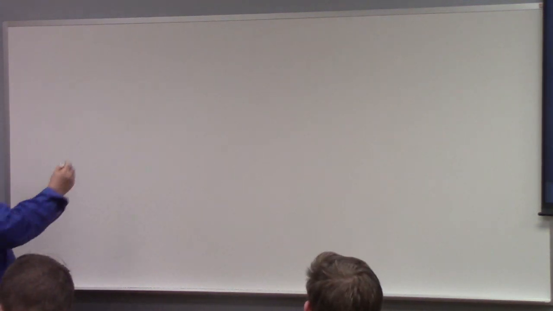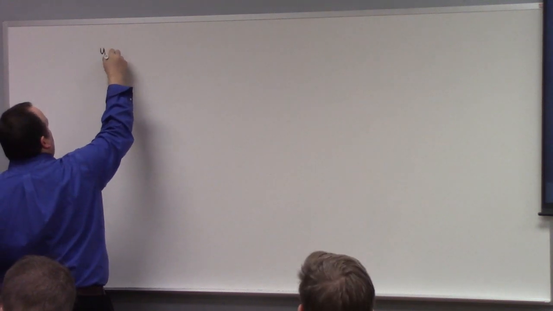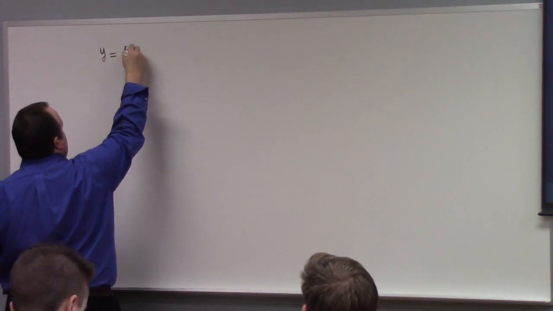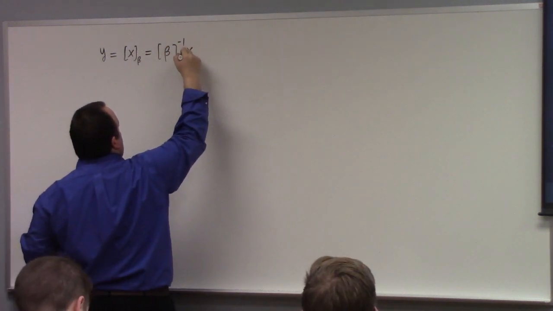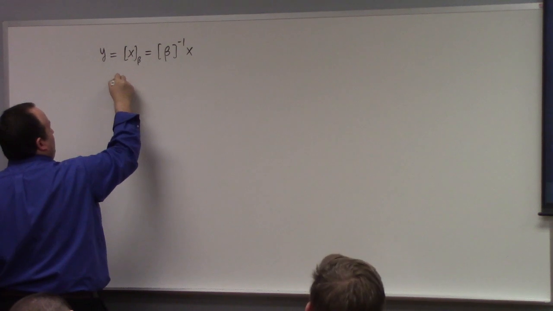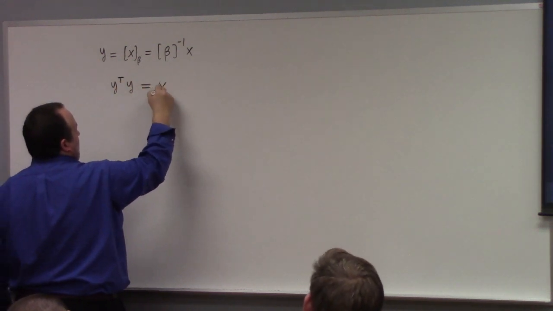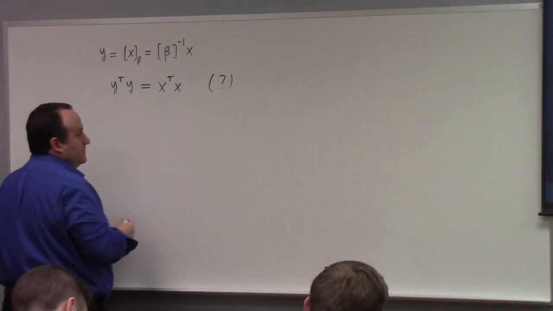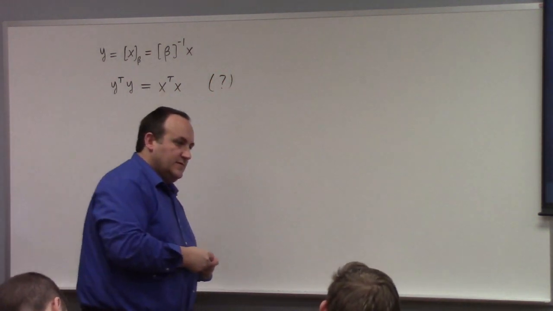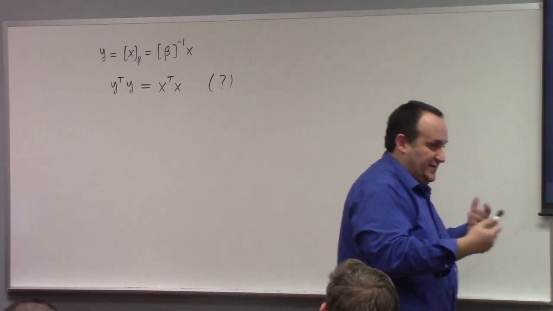Is that also true for your other problem? Generically speaking, let's forget about the previous problem and talk about the question in general. If we let y equal the coordinate vector of x, which would be beta inverse times x, is it true that y transpose times y is equal to x transpose times x? Or is that something special to that problem?